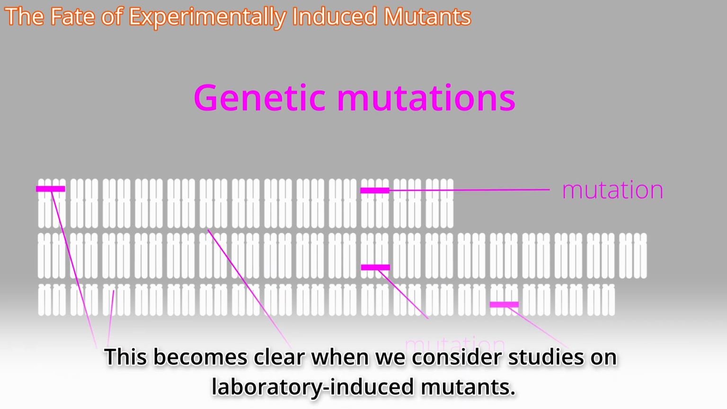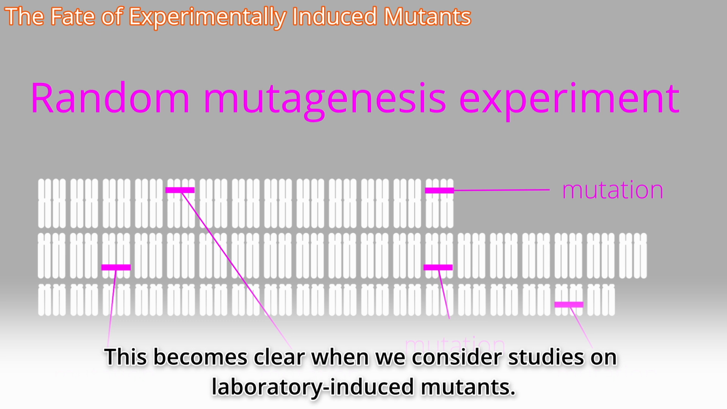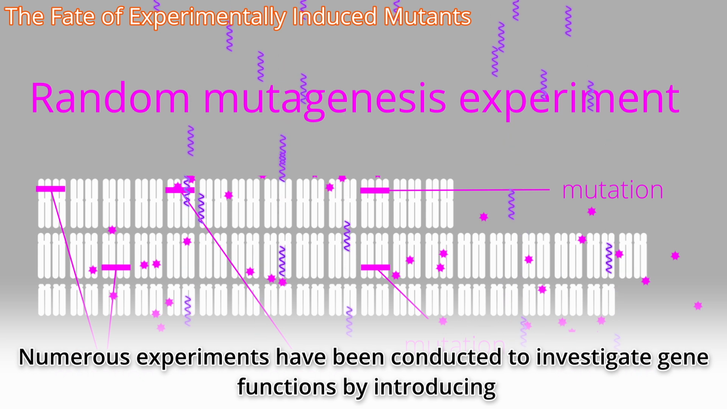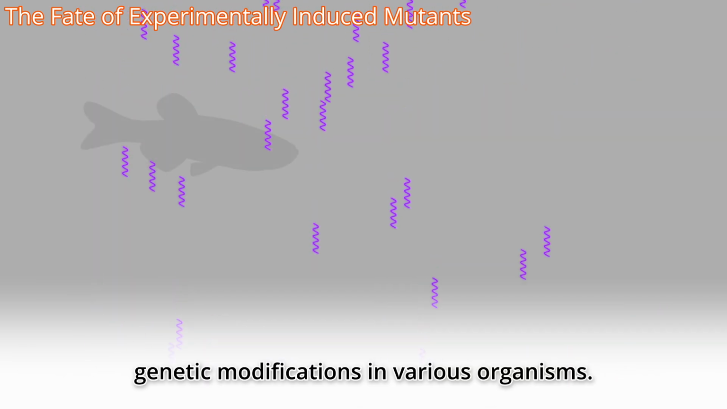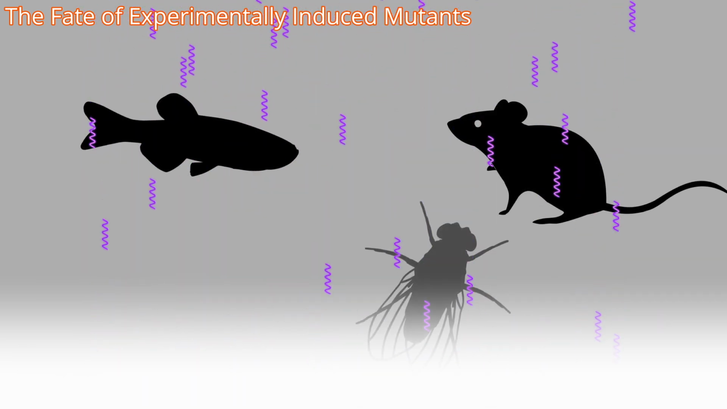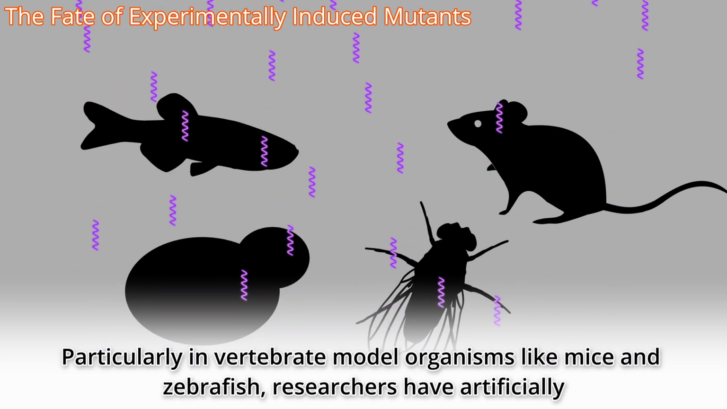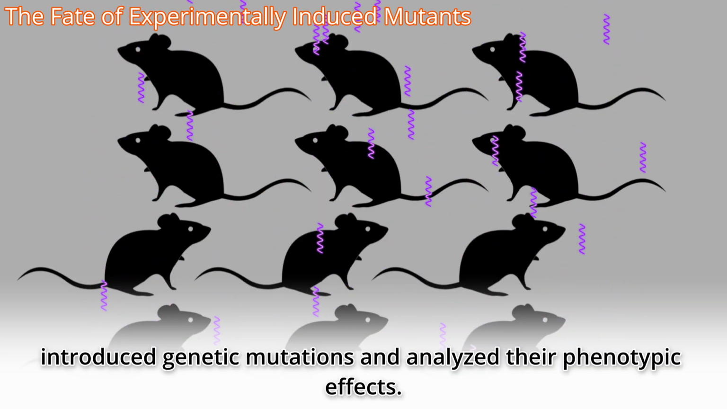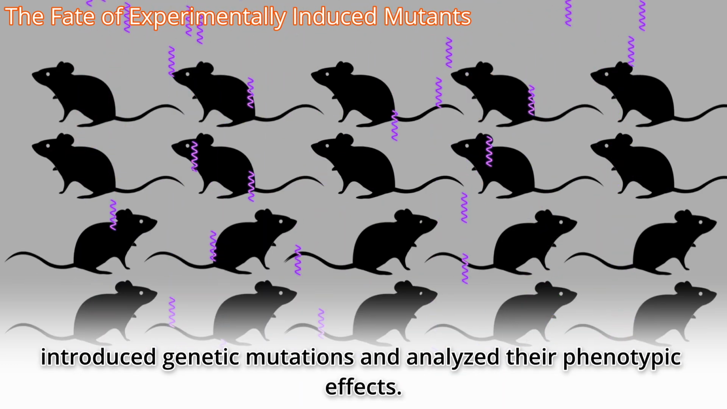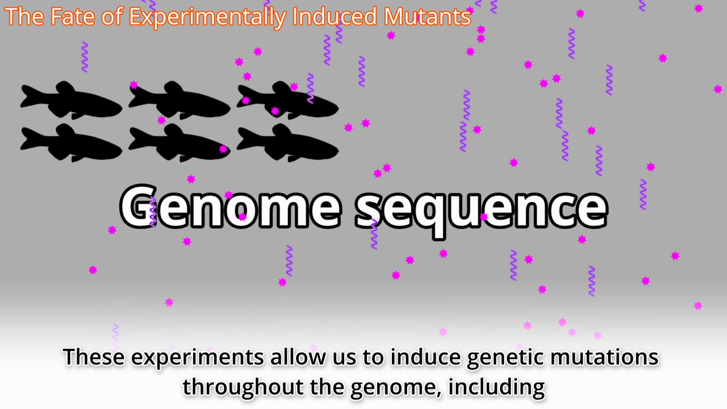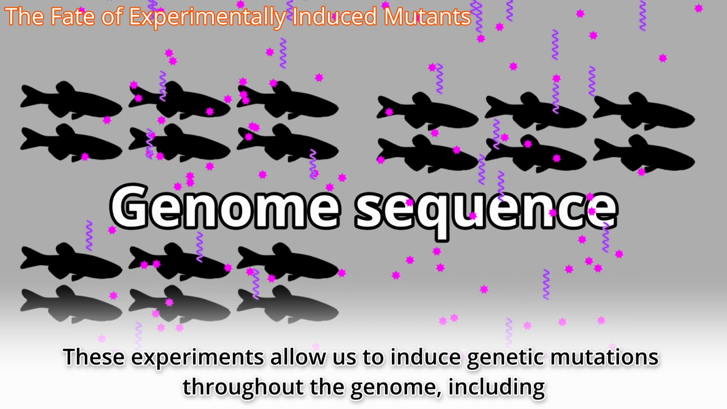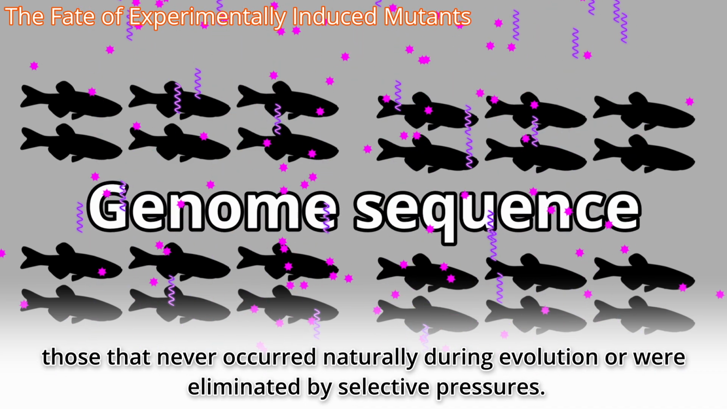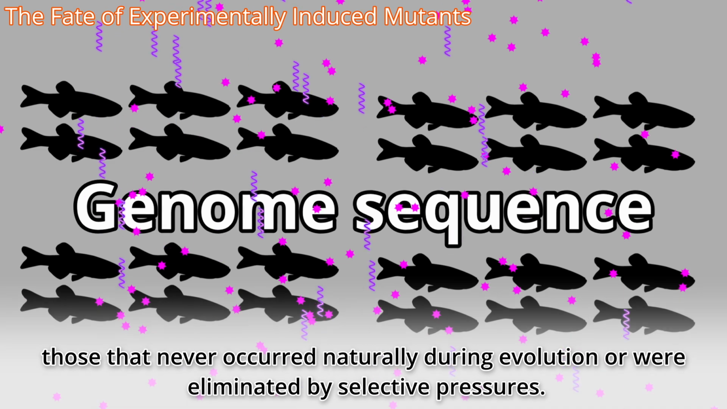This becomes clear when we consider studies on laboratory-induced mutants. Numerous experiments have been conducted to investigate gene functions by introducing genetic modification in various organisms. Particularly in vertebrate model organisms like mice and zebrafish, researchers have artificially introduced genetic mutations and analyzed their phenotypic effects. These experiments allow us to induce genetic mutations throughout the genome, including those that never occurred naturally during evolution or were eliminated by selective pressures.